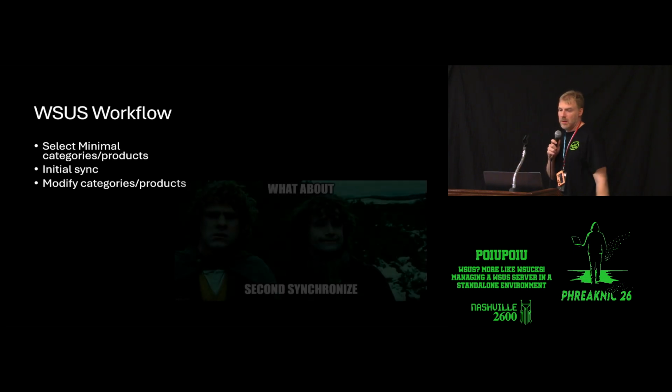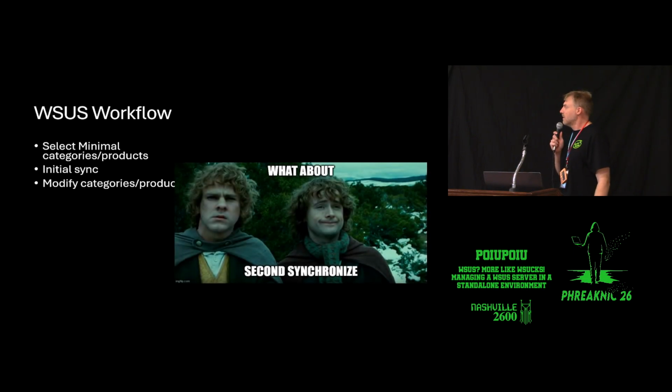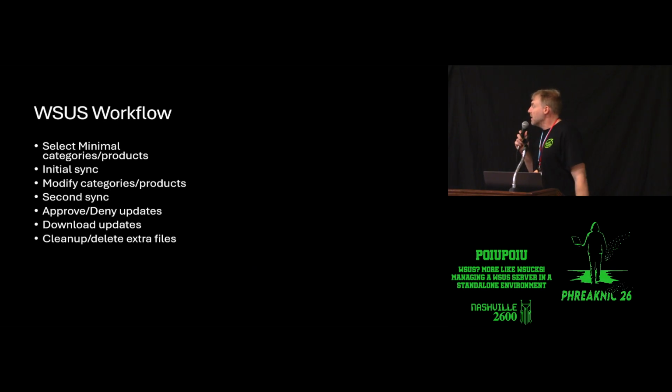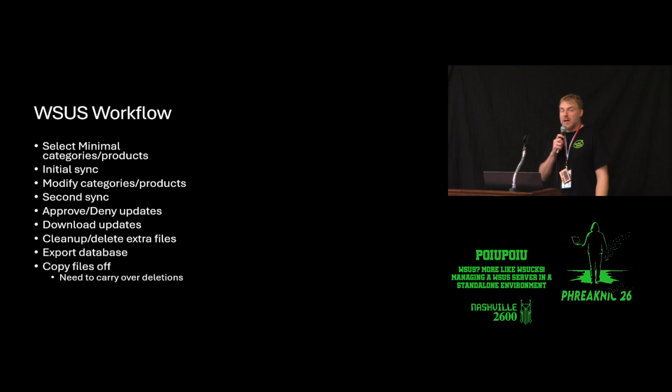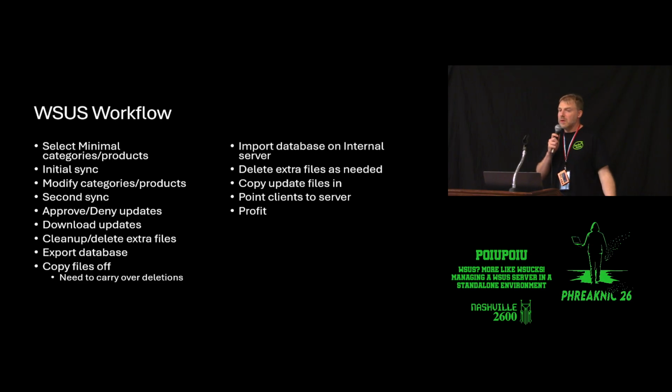And then, what about the second synchronize? Well, then you do another synchronize. From there, you should have everything you need. You go in and apply your updates in WSUS. Now keep in mind, this is on the internet-facing one. Download all your updates. You can do a cleanup, delete extra files as you need to, export the database off, and copy the actual files off. No need to carry over deletions. And then on the internal side, you import this database, delete extra files, copy updates, point other clients to it, and then profit. That's whenever the fun starts happening.